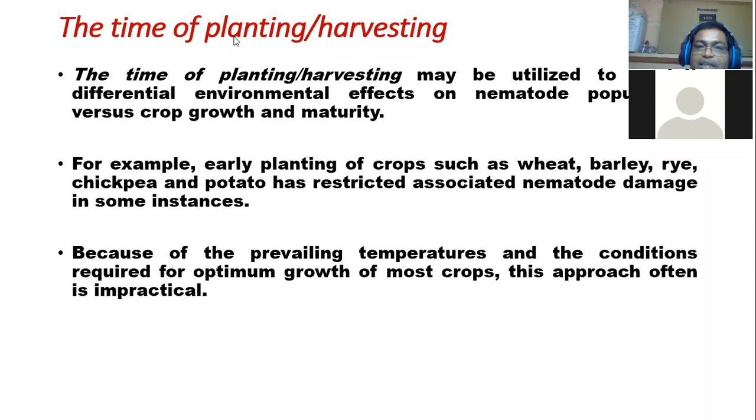Right, so if you adjust the planting and harvesting time, it is most suitable for management of nematodes. Why? At the harvesting time and the planting time, temperature will vary. Rainfall and soil moisture will vary. That will not be suitable for nematode multiplication, but will be suitable for your main crop cultivation and harvesting. Right.